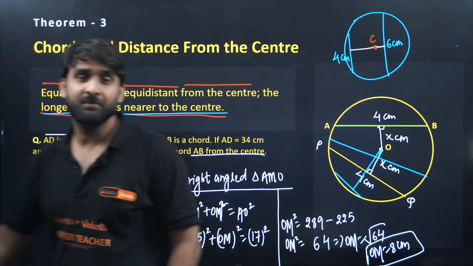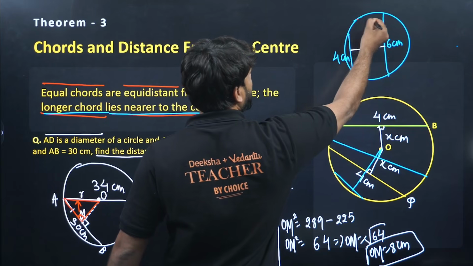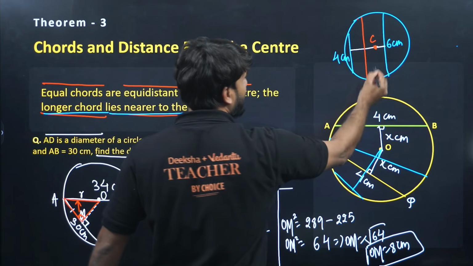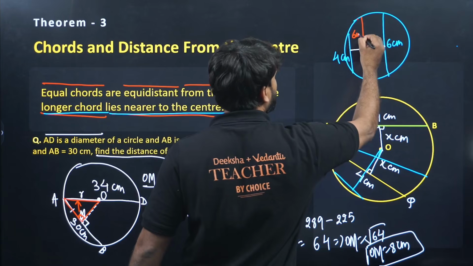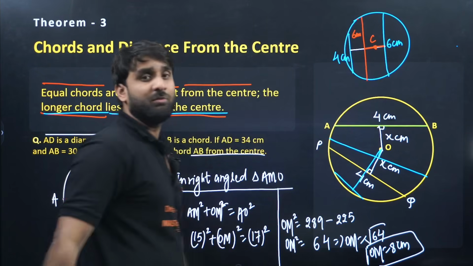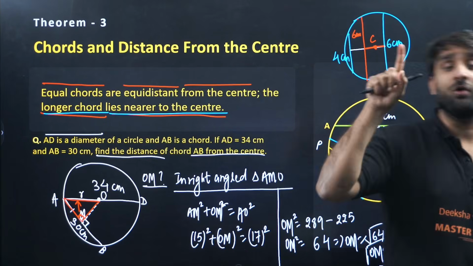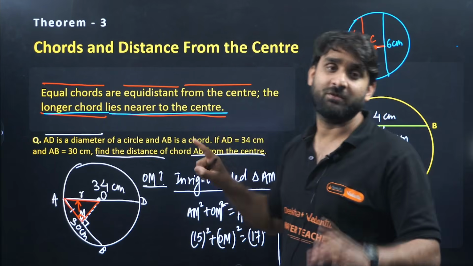This is the theorem. And if both the chords are equal, for example, this is also 6 centimeter, so this distance is equal to this distance now, because both the chords are equal. So the theorem says that equal chords are always at the equal distance from the center.